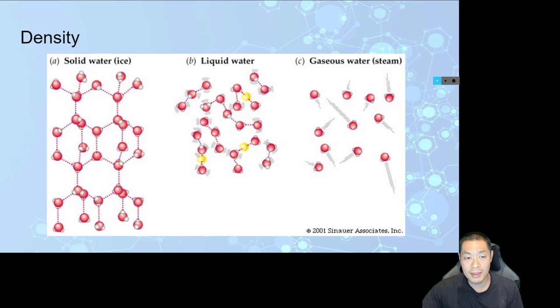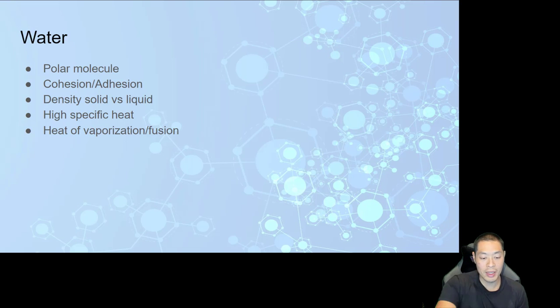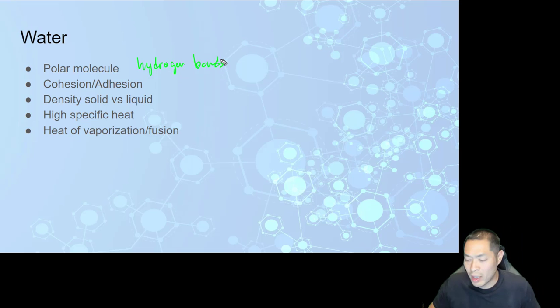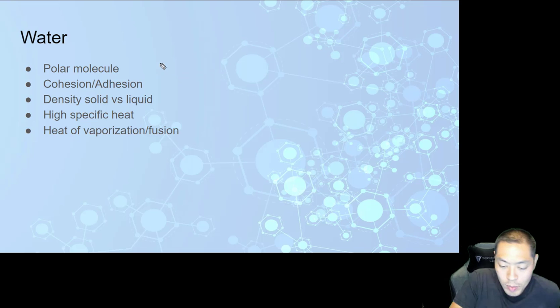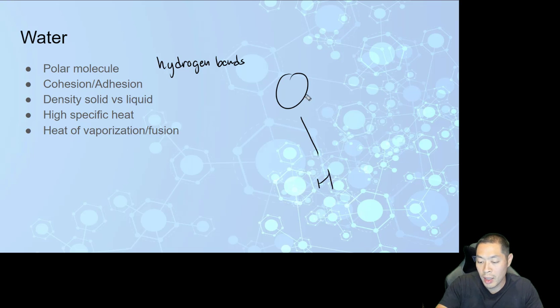So hopefully that kind of makes sense. Properties of water, and it really is based on hydrogen bonds. Hydrogen bonds give it all these things. Because of its polar molecule, it's going to create hydrogen bonds. And these hydrogen bonds are going to help with cohesion, help with density, help with high specific heat, and heat evaporation.